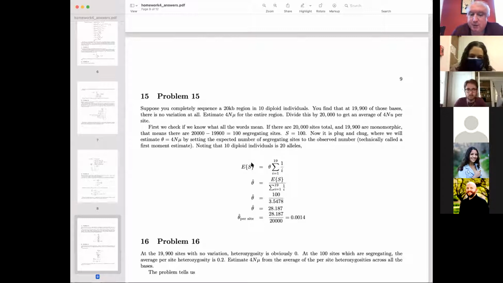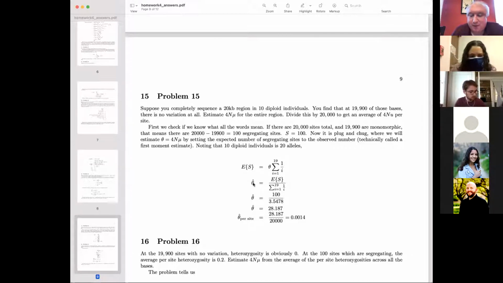So the expected number of sites is equal to theta times the sum from i equals 1, not 0, to the number of alleles minus 1. If there are 10 people, 20 alleles, so the sum from 1 to 19 of 1 over i. That's the expected value for the number of sites.